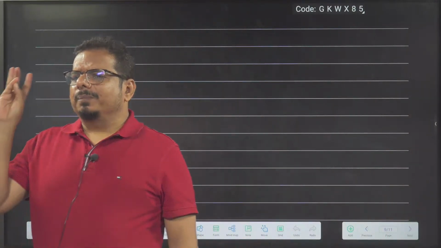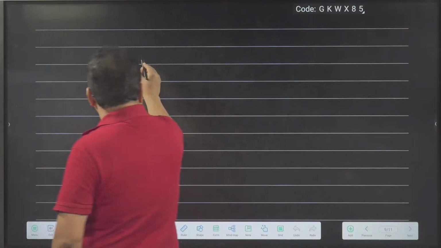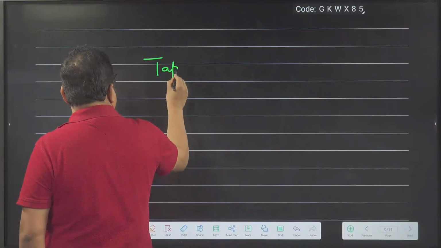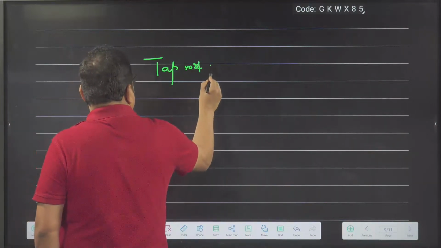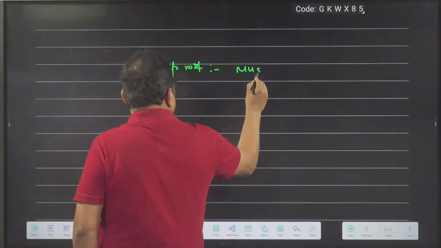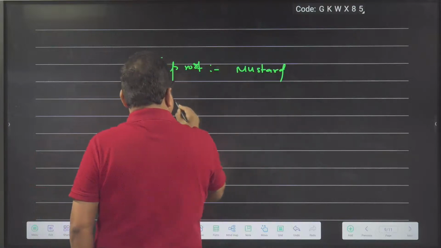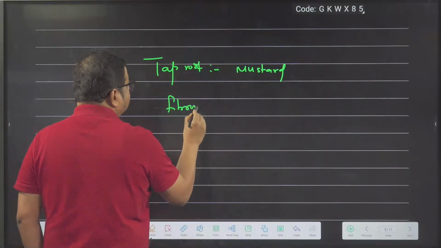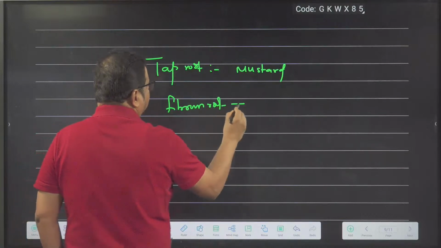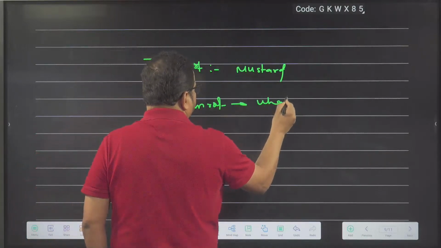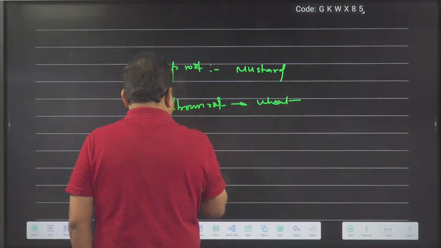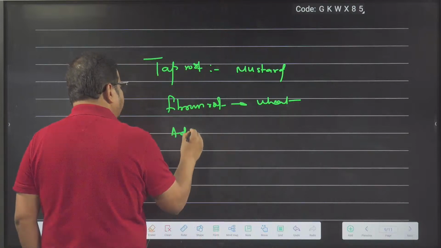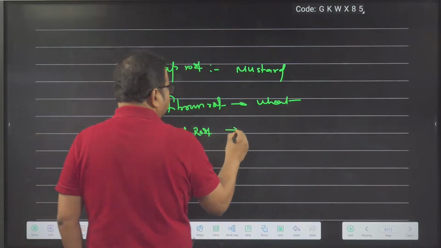In the example of tap root in NCERT, don't forget this example. Tap root: mustard. These you must do like 2 2s are 4. Fibrous root: wheat. Don't forget this line. And adventitious root, in short, I am writing.